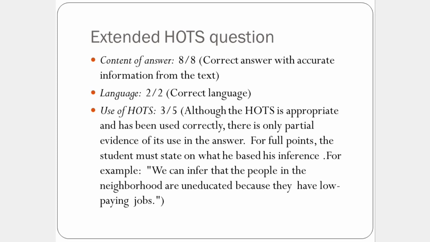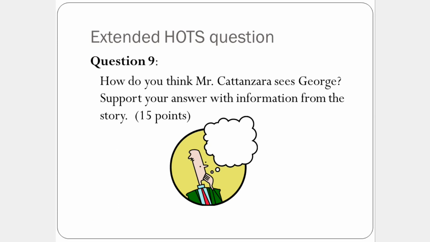In order to get full points, we needed to say, "We can infer that the people in the neighborhood are uneducated because they have low-paying jobs." We can't infer from nothing. We need to infer from something. This answer received 13 out of 15 points. Notice the answer is correct and the HOTS received only partial credit. That can happen a lot.